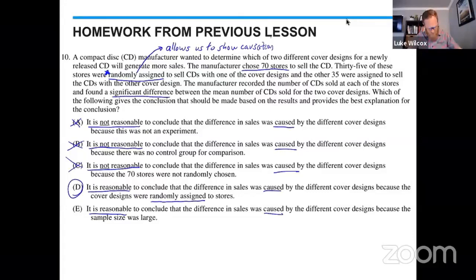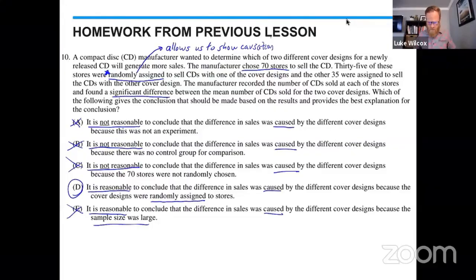And if I look at answer choice E, they're making reference to the sample size being large, which is a good thing and might help us determine a model for the sampling distribution, but that's not what allows us to say that there's causation. It's random assignment that allows us to show causation. And so the correct answer there is D. So hopefully you did okay with that one.